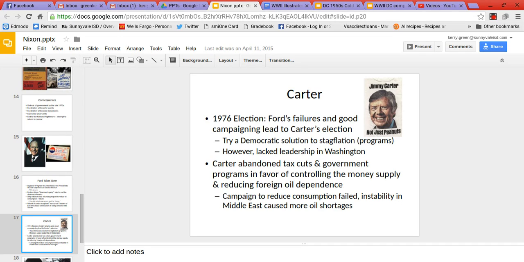In a lot of ways, he's just out of his element. And you're going to see that people don't pay attention to his campaign to reduce consumption. And you start to have more instability in the Middle East, most notably the Iran hostage crisis, which we'll talk about some more here in a little bit. But the Iran hostage crisis is going to take place in '79, I think it is.